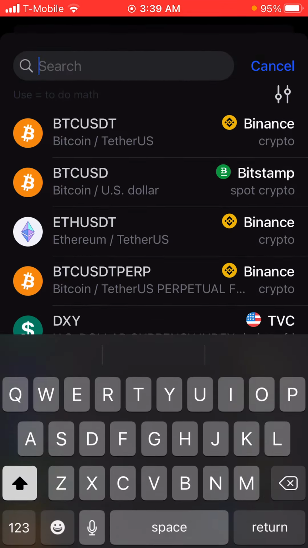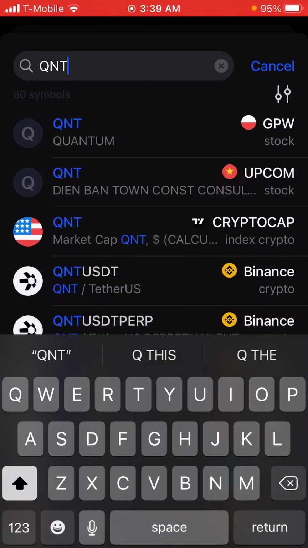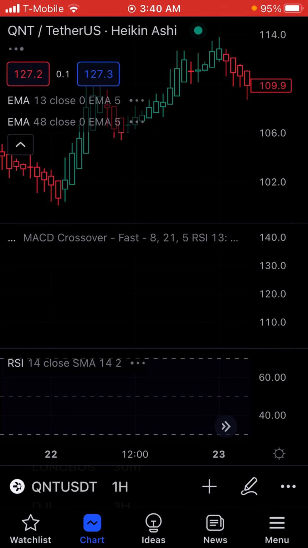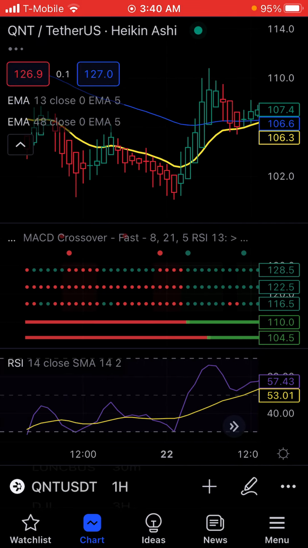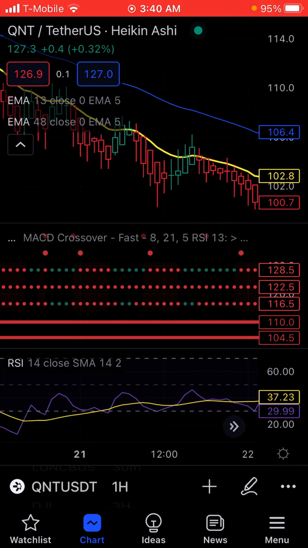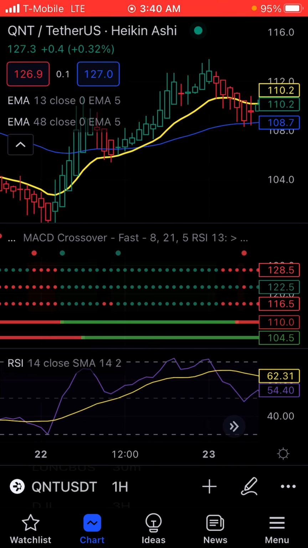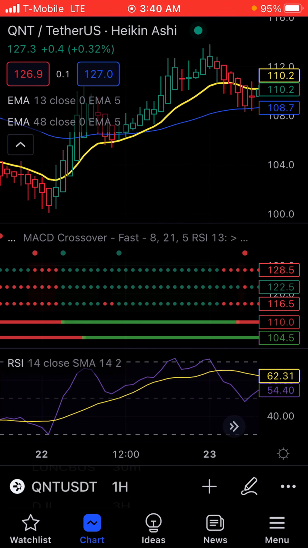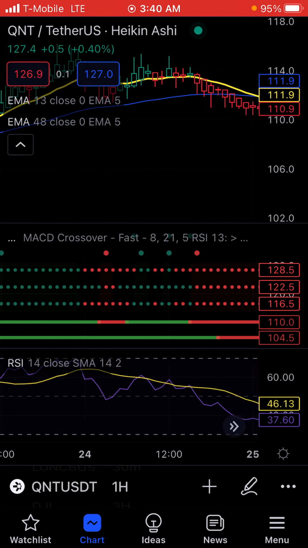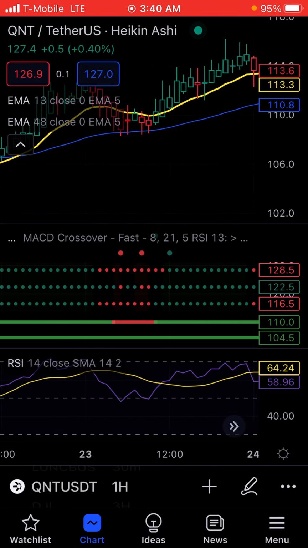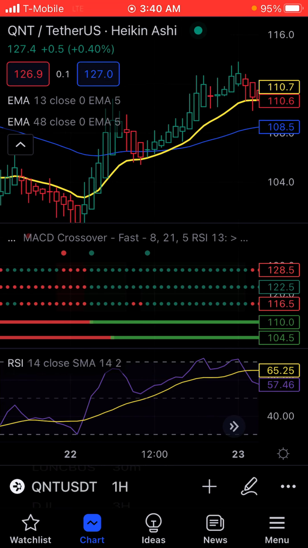Let's look at Q&T. I haven't really talked a lot about Q&T, but I'm into Q&T. I'm holding the bag. Q&T is a pretty good one because it has pretty much outperformed a lot, and it has a lot of steady growth up compared to what Bitcoin has been doing. It's only been going down just a little bit, but it bounces and comes back up. But let's just do the same strategy for Q&T.